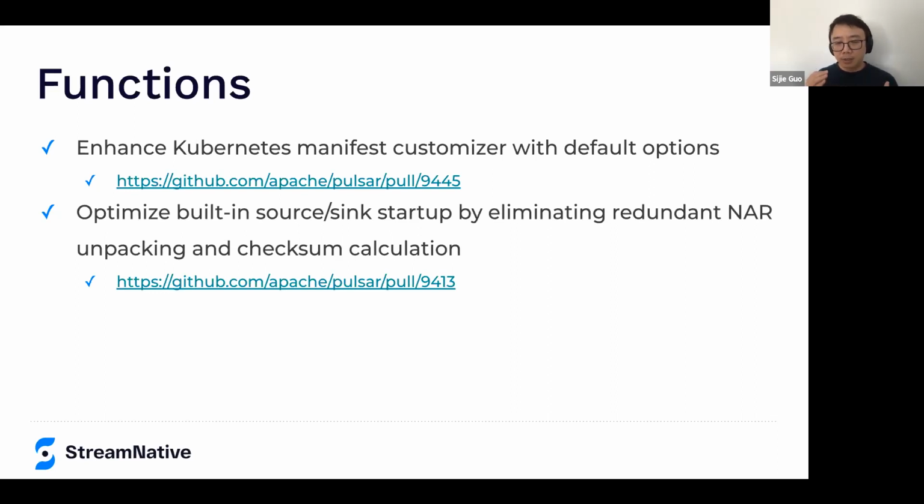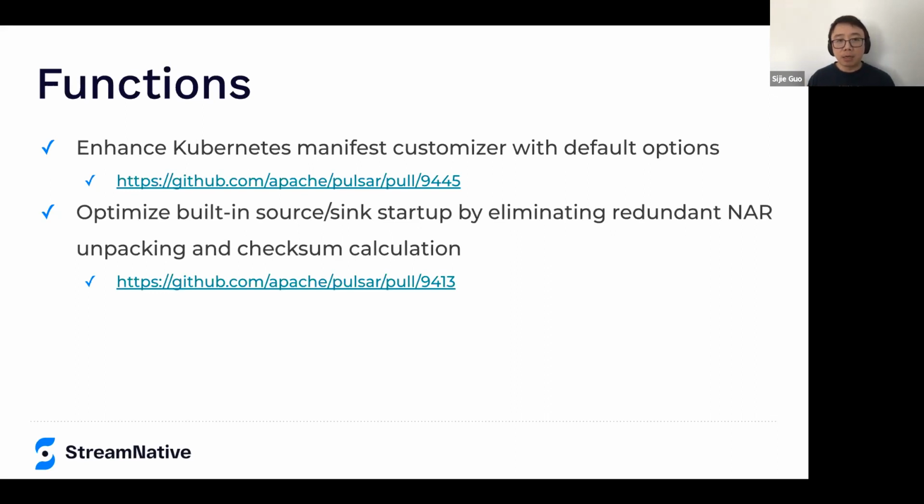So in 2.7.0, sorry, in the latest master, we introduced the concept that you are able to configure some of the default options that you want the Kubernetes manifest customizer to customize for those Pulsar function pods. That is still a work in progress, and it's going to be released as part of 2.7.1 and 2.8.0.